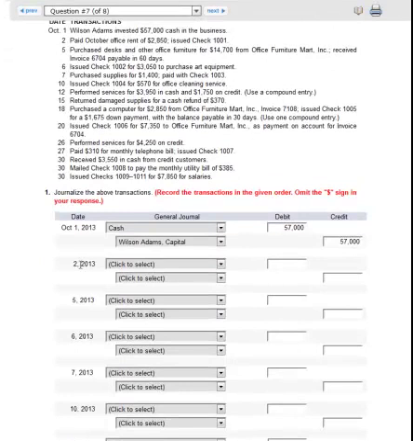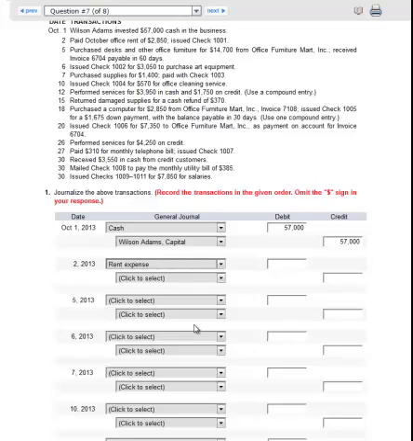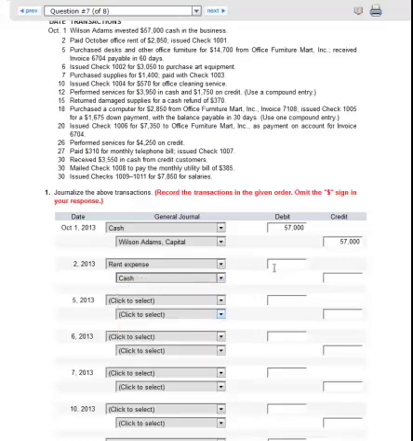On the next transaction, we paid the October office rent of $2,850, and we wrote check 1001. So on the second, I paid the October rent and wrote a check. I'm going to debit rent expense because it's rent for the current month. It's not prepaid in advance for several months. And I'm going to credit the cash account for $2,850. Then I would normally write a description, check 1001 for rent.